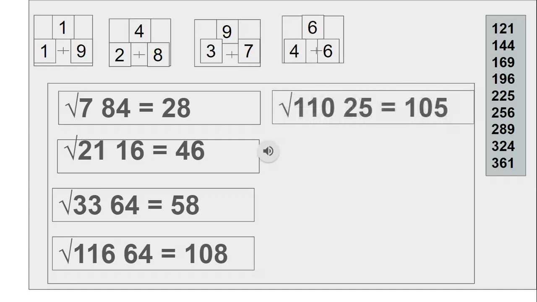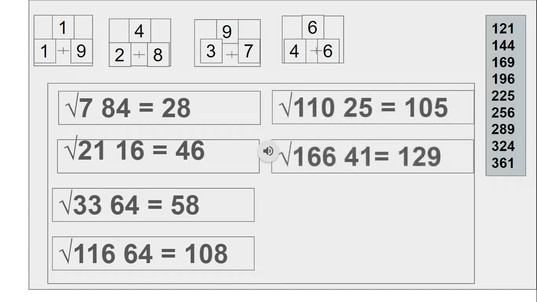Okay, now the next one, 16641. The unit digit is 1, so 1 and 9. Now 166: 12 12s are 144, and 13 13s are 169. So 166 is lesser than 169, so we will take 12.